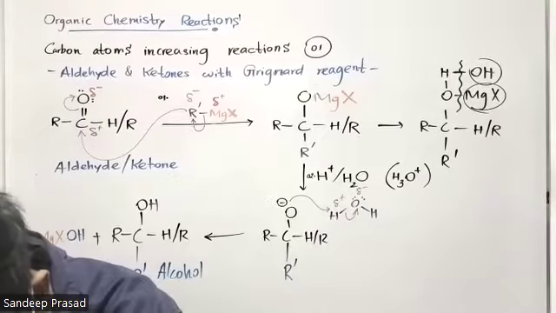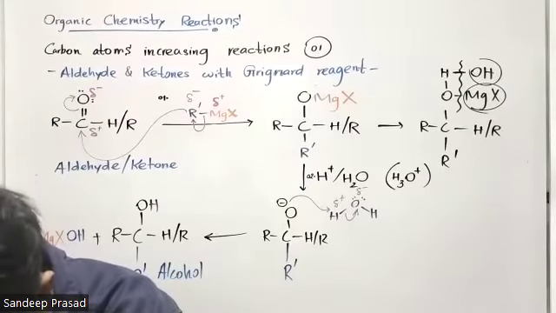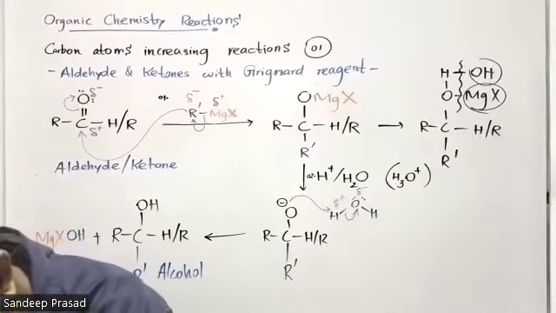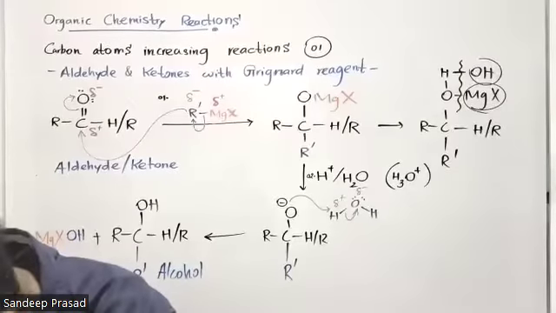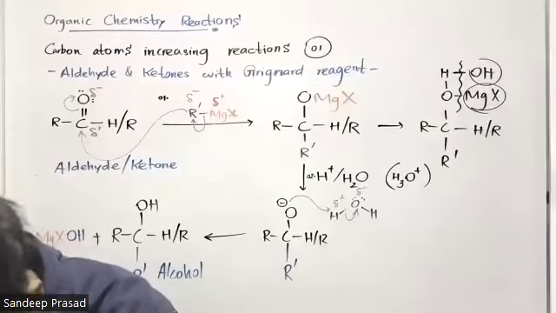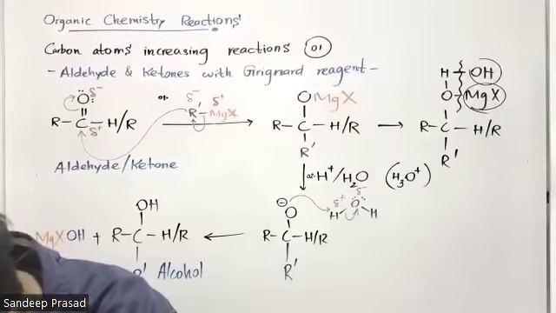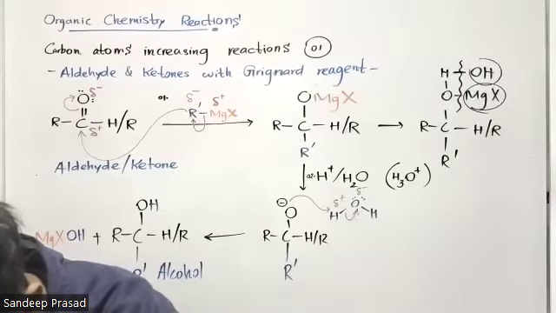Yes, Isala, I will provide you the details. Grignard reagent means, as I told you, alkyl magnesium halide, right? That means an alkyl halide is reacting with magnesium and forming alkyl magnesium halide, right?